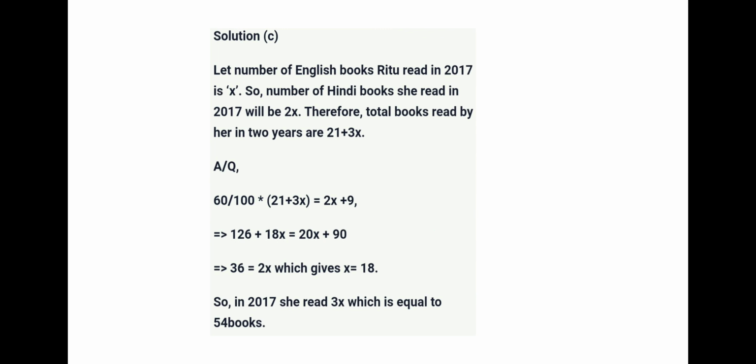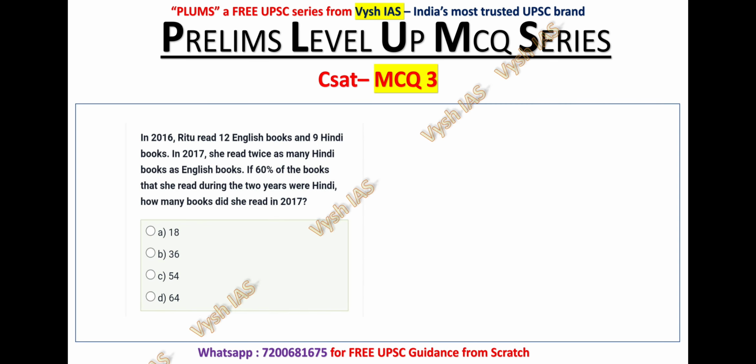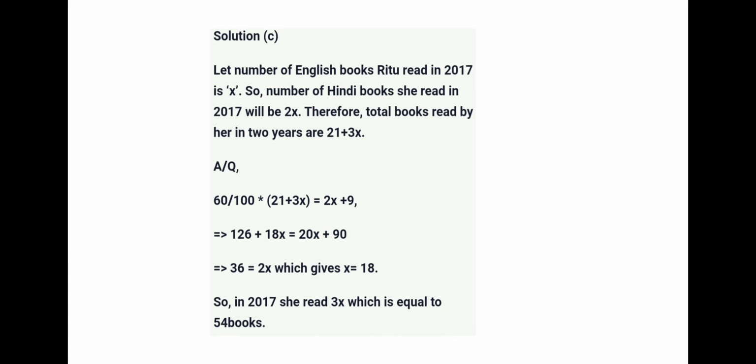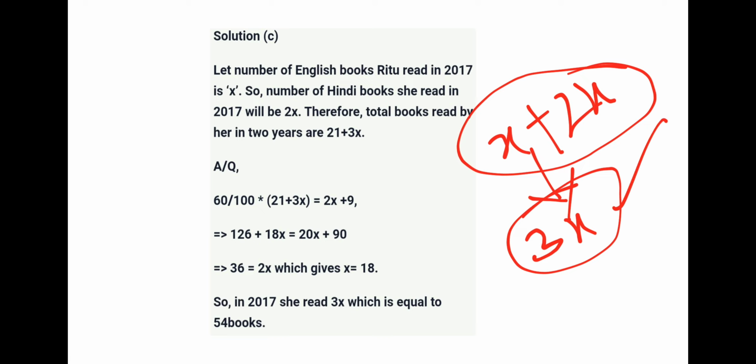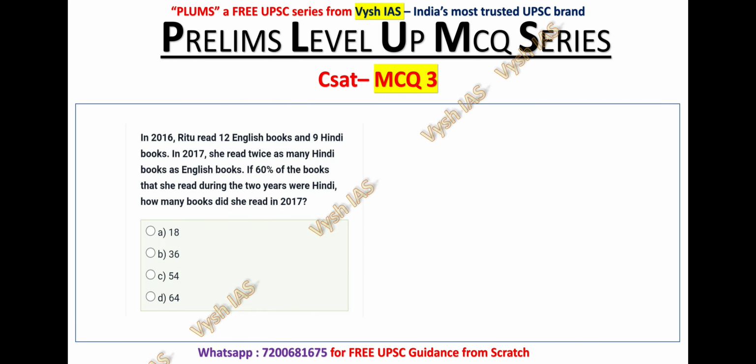But in the question, what did they ask? They asked how many books did she read in 2017. As we have taken the value as x and 2x, x plus 2x is nothing but 3x. The total value of the books she read in 2017 is 3x, and the value of x we have got is 18. So 18 into 3 is nothing but 54. So option C is the correct answer for MCQ number 3.